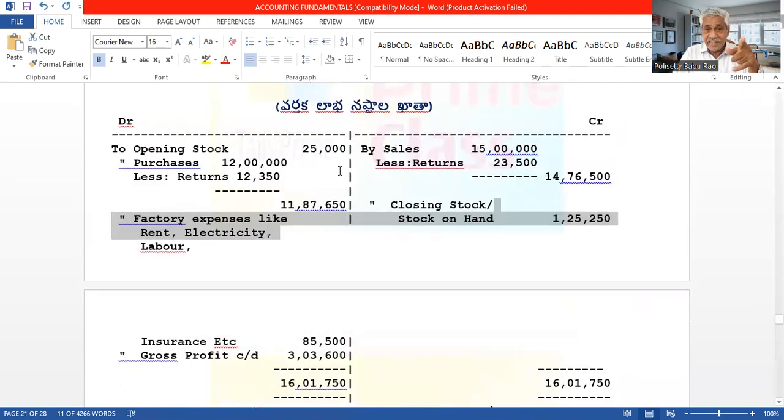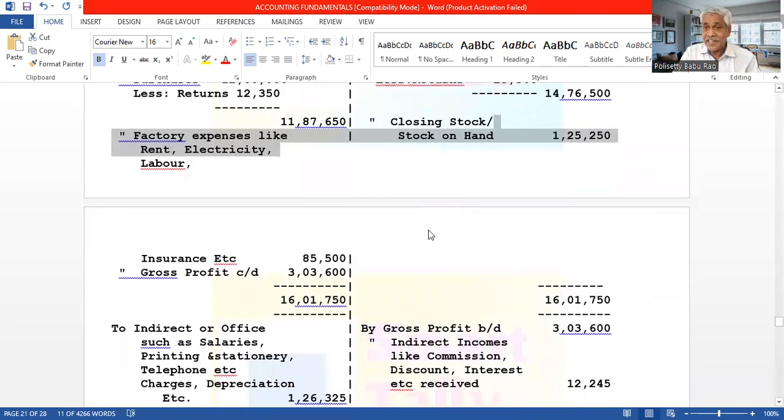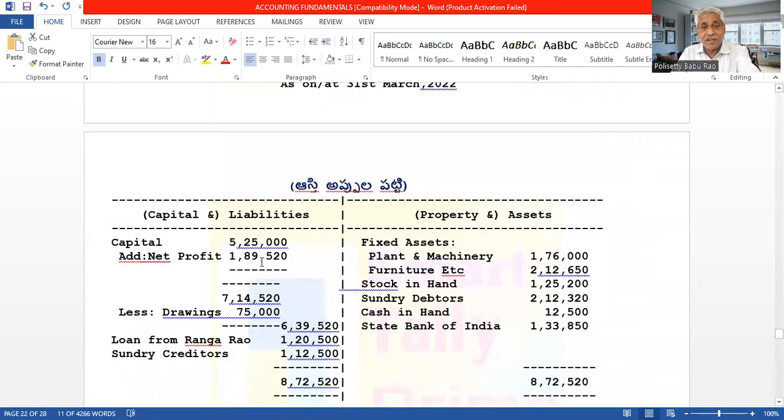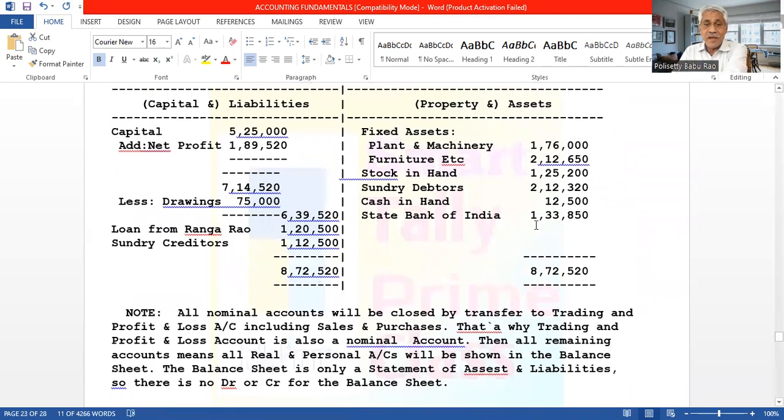Because in the trading and profit and loss account, if you commit any error, that profit will change. In such a case, the profit will be brought into the balance sheet. Then if the profit is not correct, the balance sheet will not tally. So the balance sheet must tally with this, and this. After preparing the profit and loss account and balance sheet, this will be submitted to the management or the proprietors.